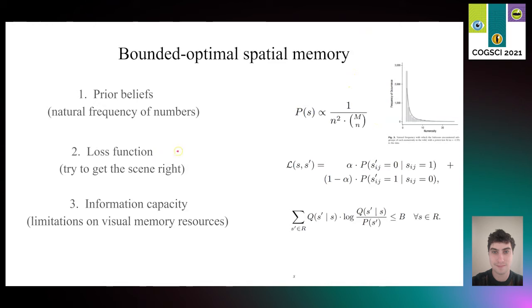There's a loss function, which just says you want to represent the scene as accurately as possible. And the third is an information capacity bound, which says that there are limits on your ability to update your beliefs. So you have some prior, and you can only diverge from it by so much. And you can put all these things into a constrained optimization problem and solve and find the optimal psychophysical function, which is this guy right here, which I'm not going to go into too much, but I will show you some predictions that it makes.